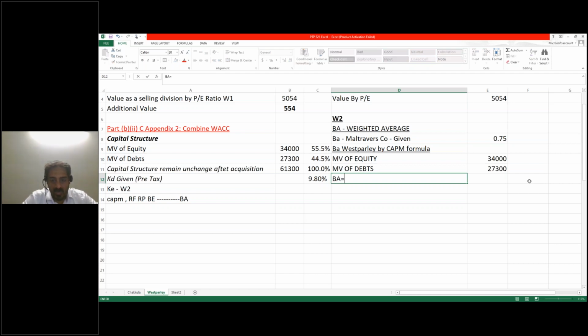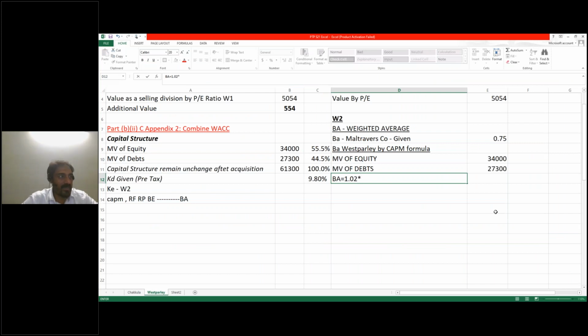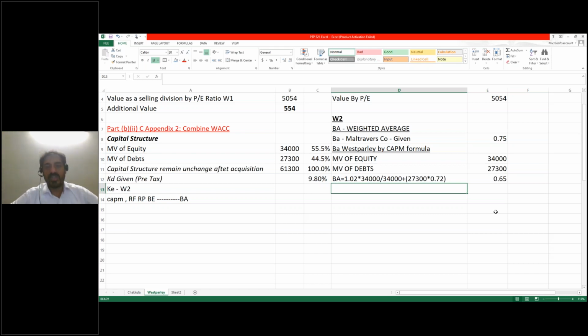But the point is, sir, what about the beta asset? Beta asset is equal to beta equity. How much is the beta equity? Equity beta 1.02. 1.02 multiplied by 34,000 divided by 34,000 plus 27,300 into 0.72 after tax. That is 0.65. Beta asset 0.65.